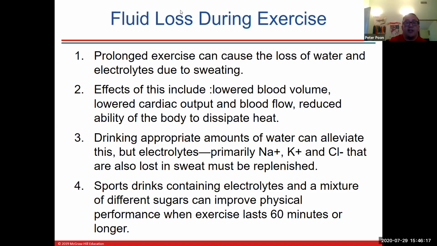So prolonged exercise can cause the loss of water and electrolytes due to sweating. The effects of this include lower blood volume, lower cardiac output and blood flow, and reduced ability of the body to dissipate heat.